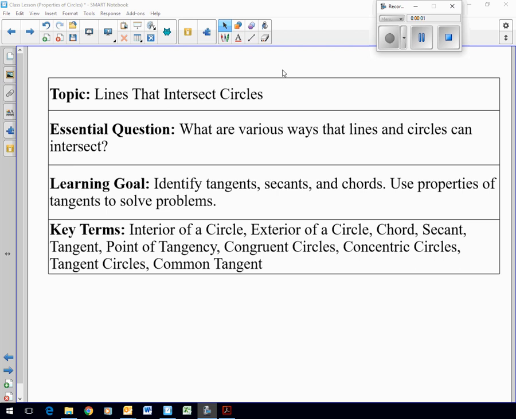We're going to be talking about lines that intersect circles. Really, it's just properties of circles, various ways that lines and circles can intersect. We're going to identify tangents, secants, and chords, and use properties of tangents to solve problems. We're going to be looking at the interior of a circle, the exterior of a circle, a chord, a secant, a tangent, a point of tangency, congruent circles, concentric circles, tangent circles, and common tangents, and so much stuff you can't believe.